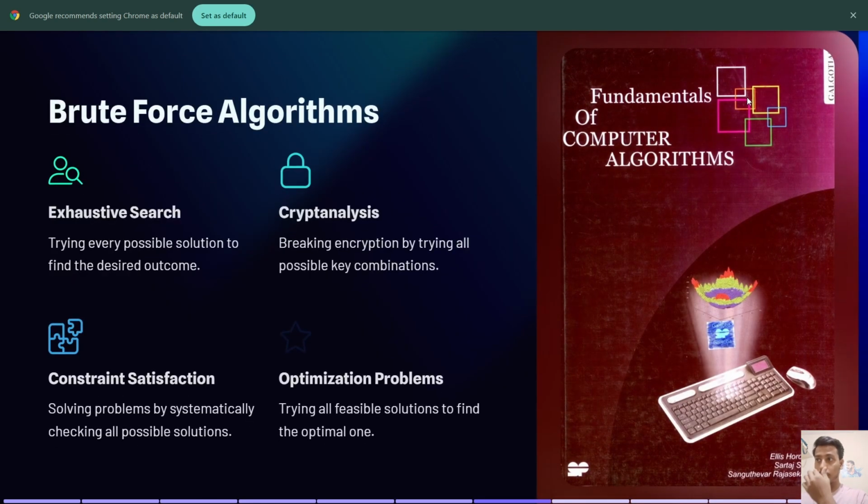Now we will move to brute force algorithms. First one is exhaustive search, trying every possible solution to find the desired outcome. Second one is constraint satisfaction, solving problems by systematically checking all possible solutions. And third one is optimization problems, trying all feasible solutions to find the optimal one. Another example is cryptanalysis, breaking encryption by trying possible key combinations.